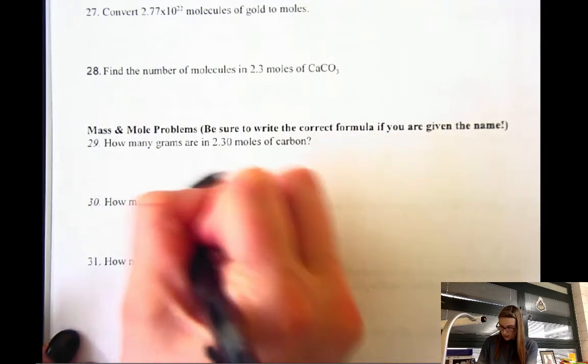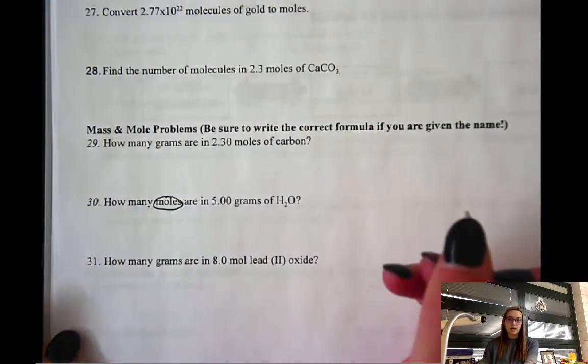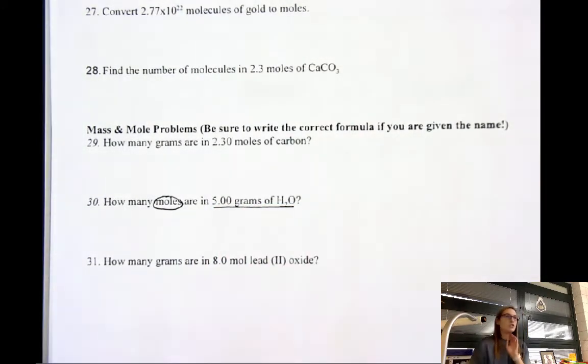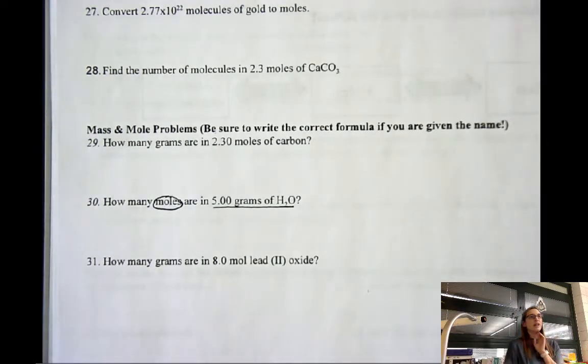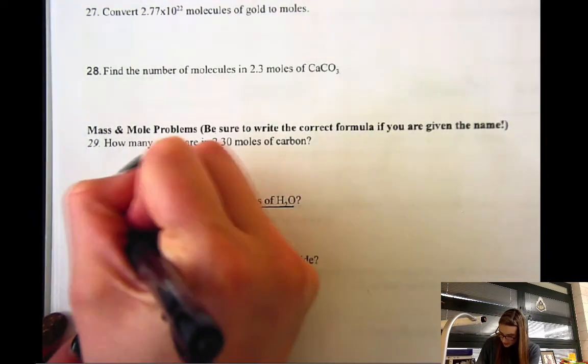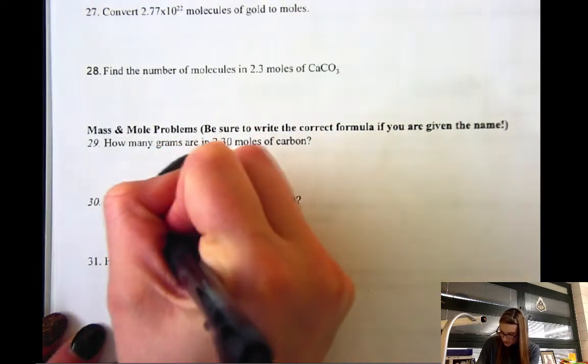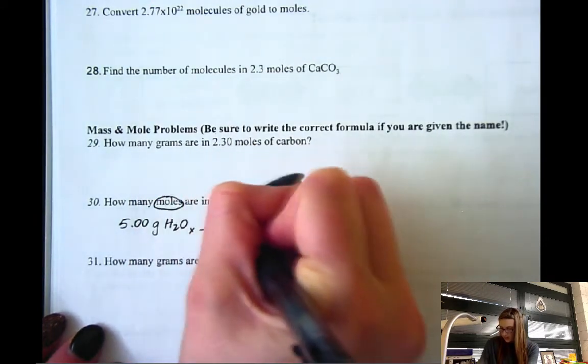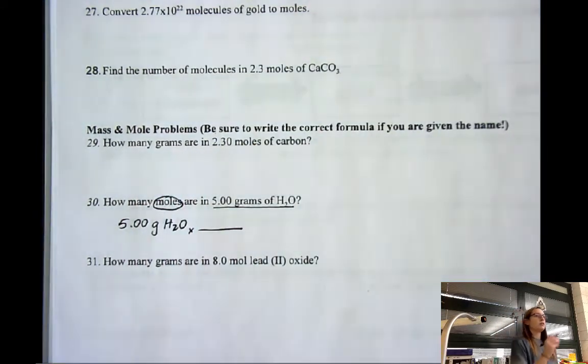So 30 says, how many moles? So I'm going to circle that because that's what I'm trying to find. How many moles are in 5 grams of H2O? So I'm going to start by just writing down my given information. 5.00 grams of H2O. Now I know I'm converting to something else, so I'm going to do that times sign fraction bar because I'm going to need some sort of conversion factor.